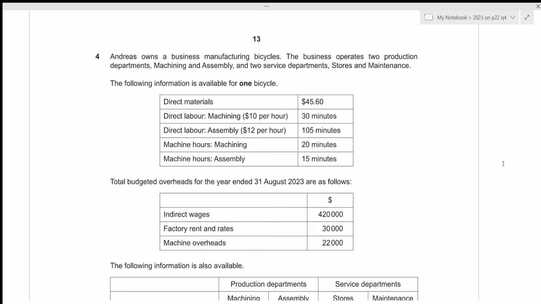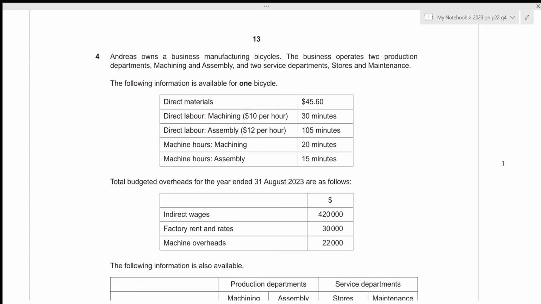Hi everyone, in this video we'll be going over A-Level Accounting 2023 October-November Paper 2 question number 4. This is Paper 2 which consists of 4 questions. 2 of them will be of 30 marks and 2 of them will be of 15 marks, and the total time limit given for this paper is 1 hour and 45 minutes.